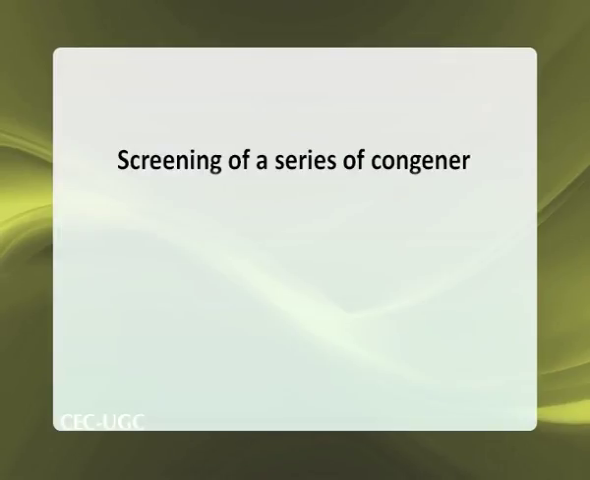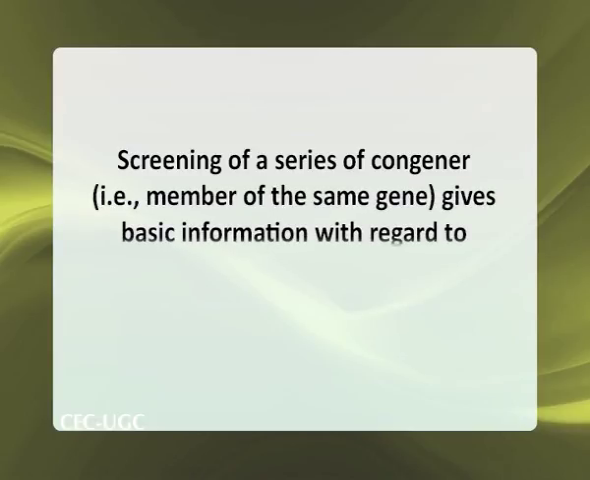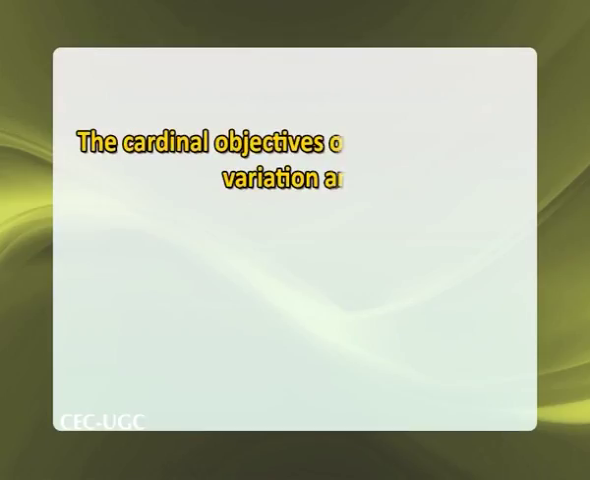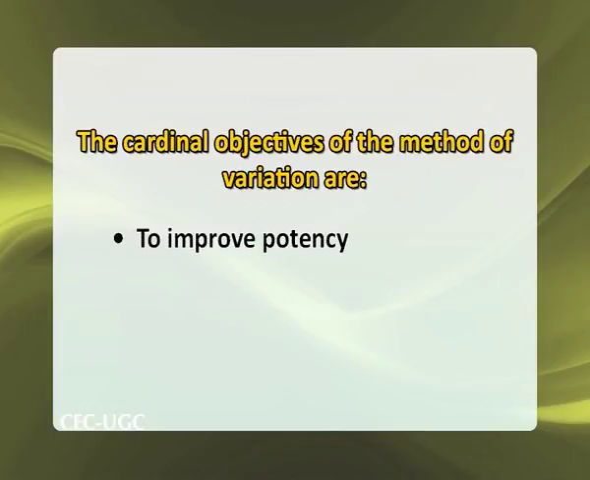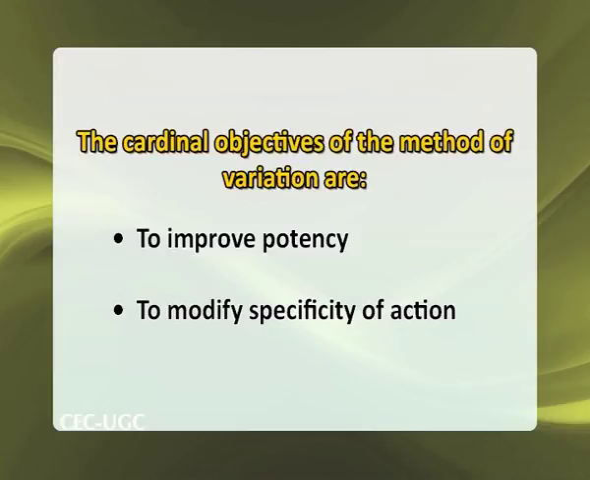And fourth, screening of a series of congeners, that is, members of the same genus, gives basic information with regard to pharmacological activity. Fifth one, similar pharmacological techniques for specific screening may be used effectively. The cardinal objectives of the method of variation are to improve potency and to modify specificity of action.